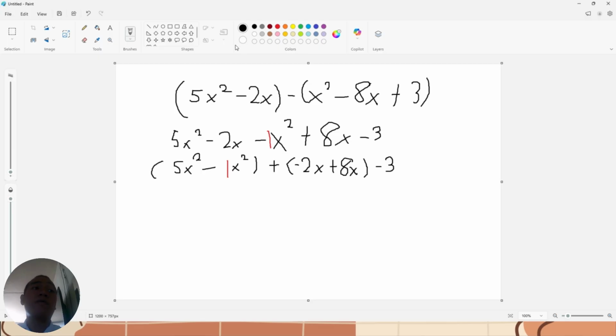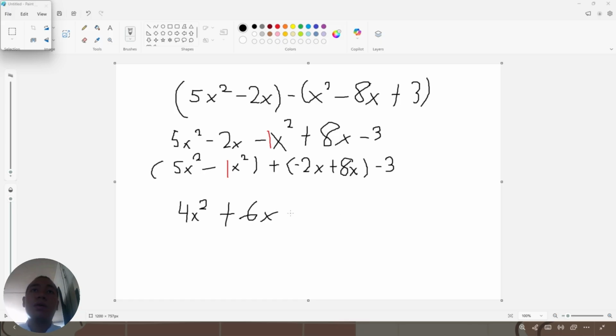Now, since you've arranged them by groups, now you solve them. 5x squared minus 1x squared is 4x squared. Negative 2x plus positive 8x will become 6x. Then keep 3. And that's how you solve this.